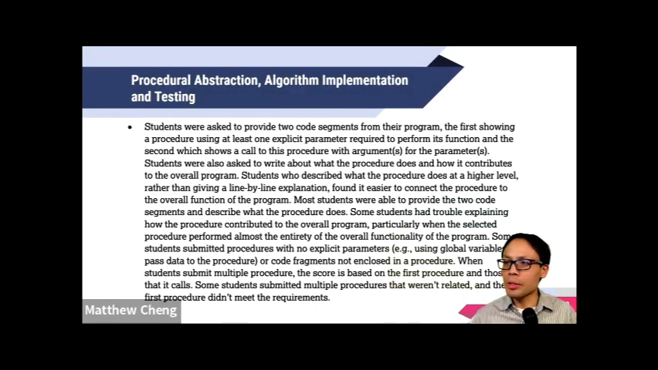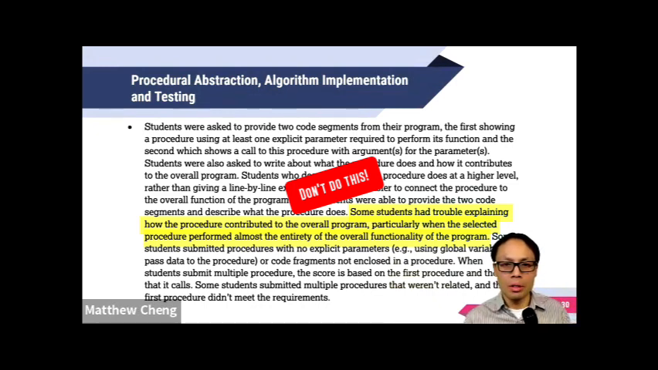Most students were able to provide the two code segments to describe what the procedure does. Some students had trouble explaining how the procedure contributed to the overall program, particularly when the selected procedure performed almost the entirety of the overall functionality of the program. So in other words, the College Board, again, is really emphasizing this idea of abstraction, multiple functions, etc. And it sounds like some students may have just come up with one really big function that did mostly everything.